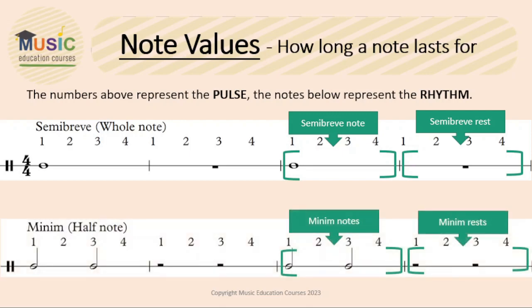The next note value is called a minim, or a half note, as each minim lasts for half a bar of 4/4. You can see the notes which look like a minim with a stem. The rest is a small rectangle like the semibreve, only it now sits on the top of the middle line.